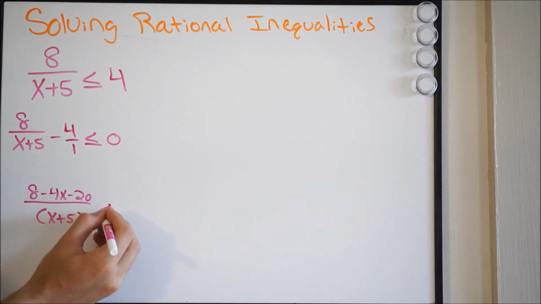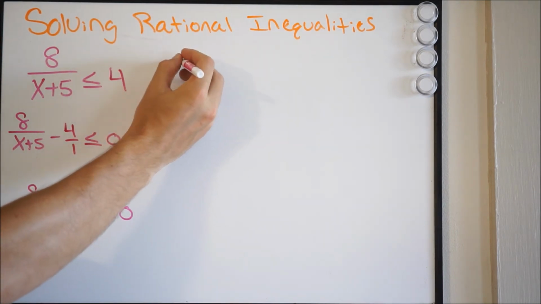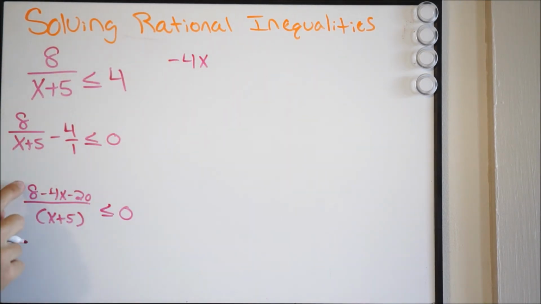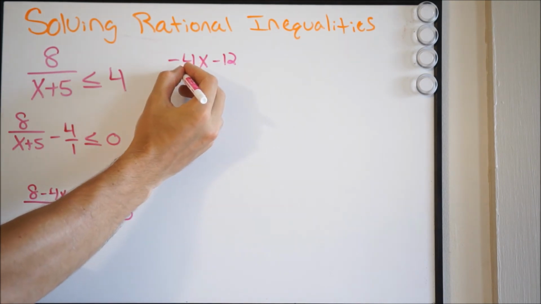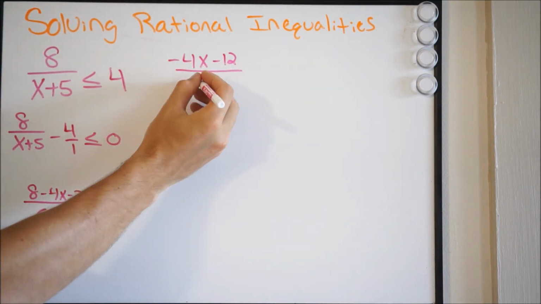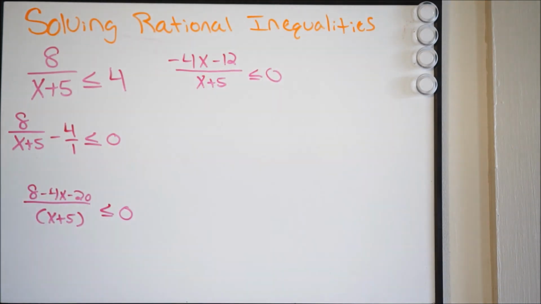Okay, and this will be less than or equal to 0. So at this point, we want to go ahead and simplify this down. So look, I have my like terms here. So I have an 8 and I have a negative 20. So let's go ahead and simplify this down. So I'm going to write the negative 4x, right? And then I have an 8 and a negative 20. So this will become negative 12. Negative 12. Okay, this is all going to be over x plus 5 less than or equal to 0.